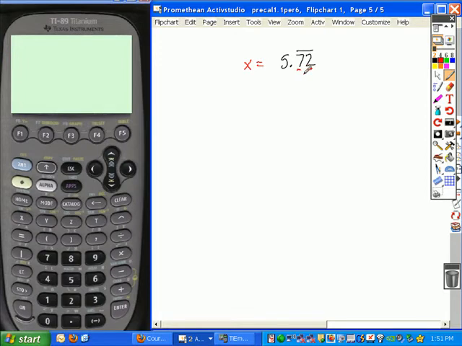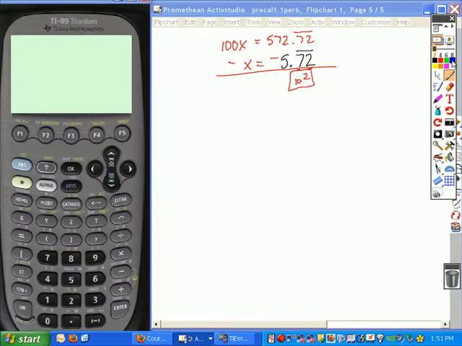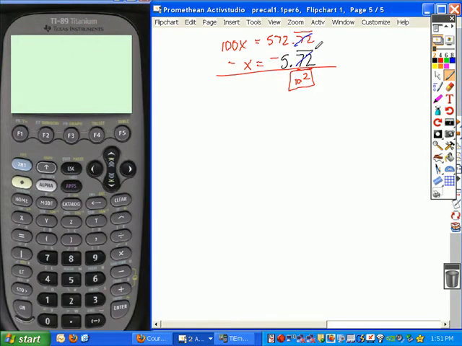We have 2 repeating digits, so we're going to take 10 to the power of 2 and multiply both sides by that. So 10 squared is 100. 100 times x is 100x. And when we take 100 times 5.7272, we move the decimal 2 places over, so we get 572.7272, and so on. Those repeating parts need to line up, because when we stack them vertically and subtract, those should cancel. And so here we get 99x is equal to 572 minus 5, which leaves you with 567.